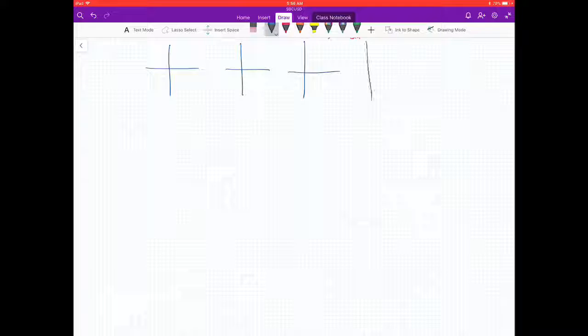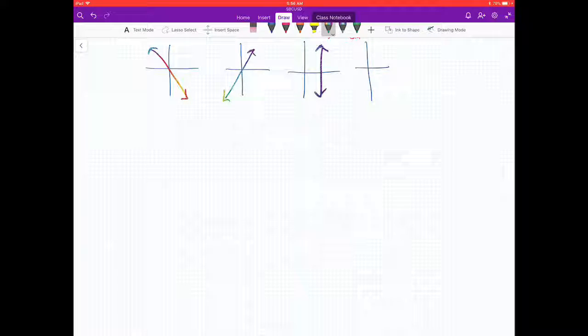Okay, now give it a try. You don't have to do these. Just give them a try. What kind of slope is this? Positive, negative, or no slope? What kind of slope is this? What kind of slope is this? And what kind of slope is this? So just kind of test yourself. And how do you know?